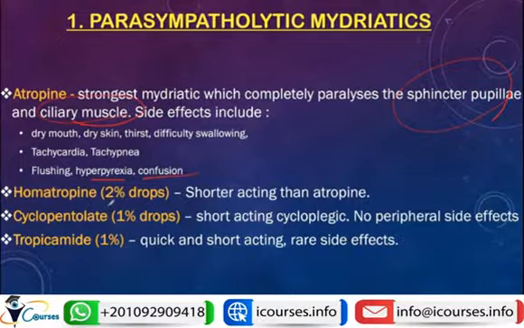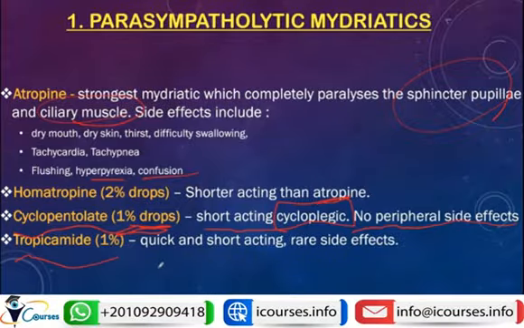Homatropine is a weaker drug. It has a shorter action than atropine, and also it has less side effects. Cyclopentolate is the most commonly used cycloplegic in ophthalmic practice for older patients. It is a short-acting cycloplegic as it acts for only 24 hours, and it doesn't have any peripheral side effects.